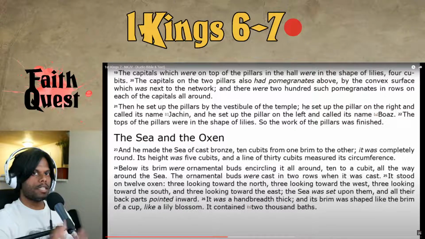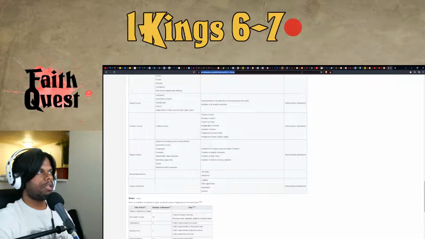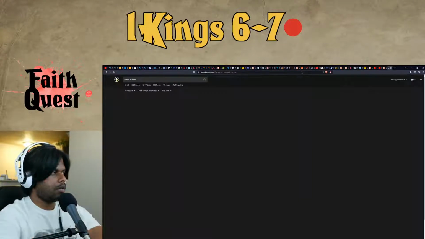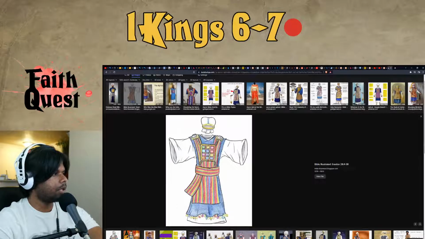Pomegranates, as in, like, I'm assuming what was under, like this.